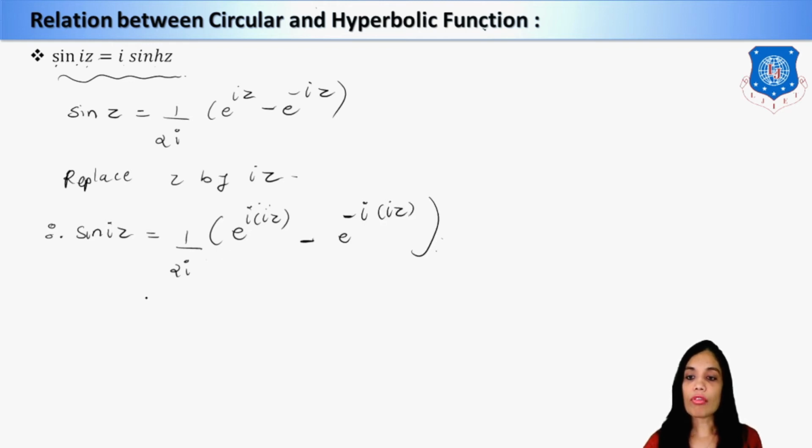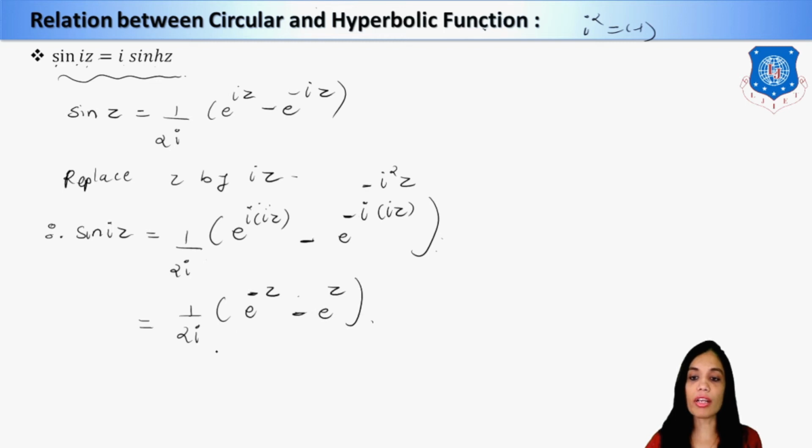Now this can be written as 1 upon 2i. Here it will be e raised to i square z, but the value of i square is minus 1, so we will have e raised to minus z. And here it will be e raised to minus i square z. But i square is minus 1, so what will remain?